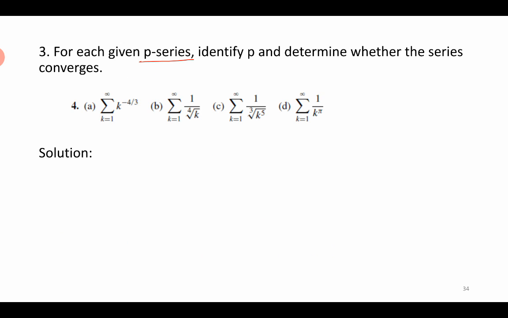Now this is a p series. Use the p series. We know the summation of 1 over k raised to p, k from 1 to infinity, is convergent when p is greater than 1 and divergent when p is less than or equal to 1. This is the form, isn't it? Now use this here everywhere.